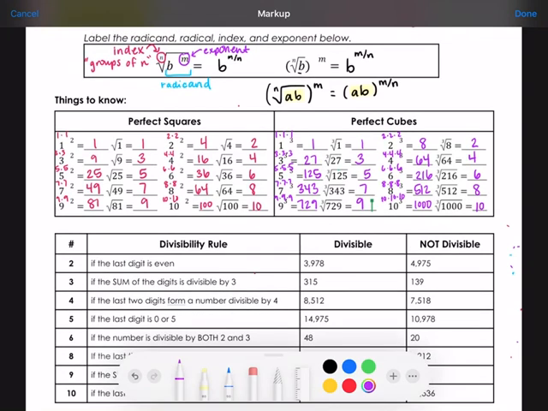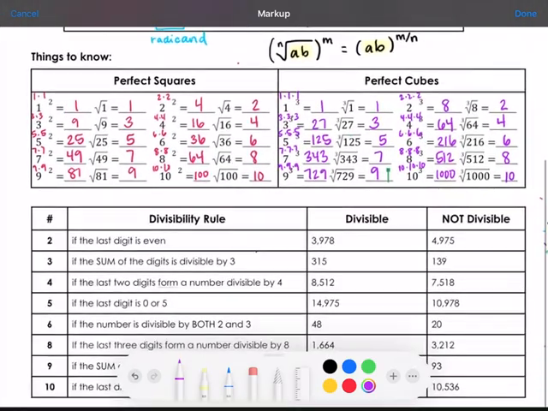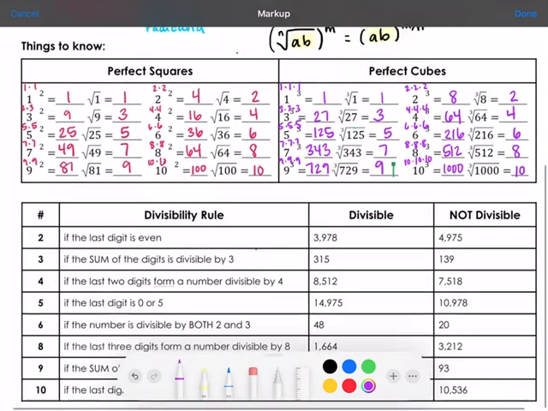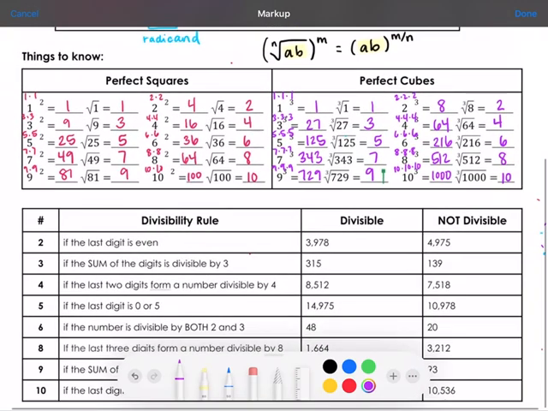So you can refer back to this as we begin simplifying, but these are just helpful things to know, and I think the more that we work with simplifying radicals, the more that these will become familiar to you as you use them frequently.